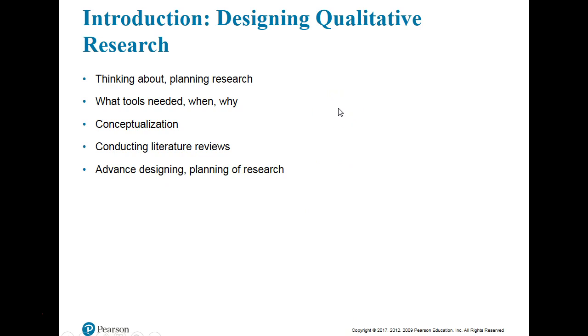So in this chapter and in our discussion, we're going to be thinking about planning your research, what tools are needed, when and why and where. We're going to conceptualize your ideas. We're going to look at how to conduct our literature reviews and look at advanced design and the planning of your research.